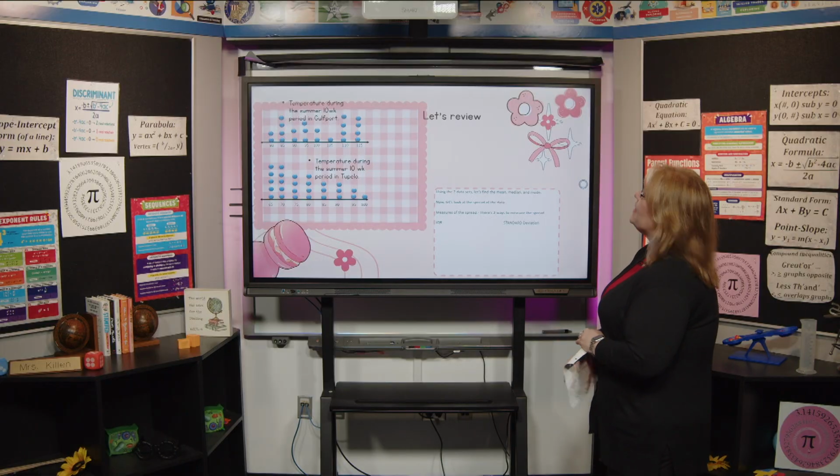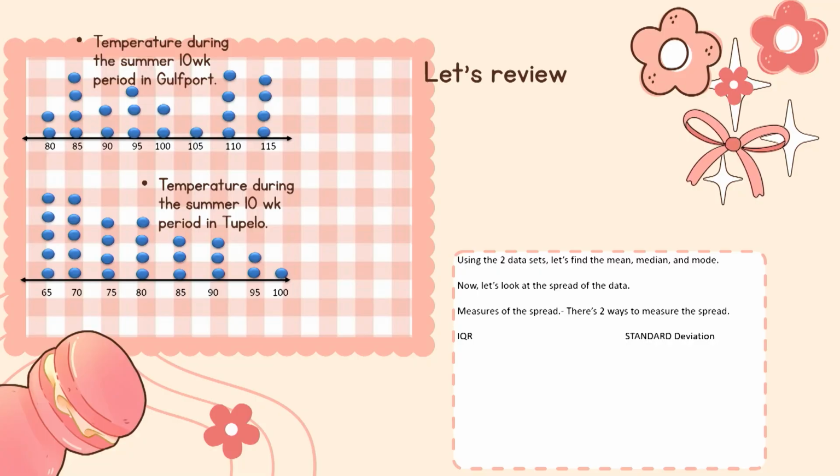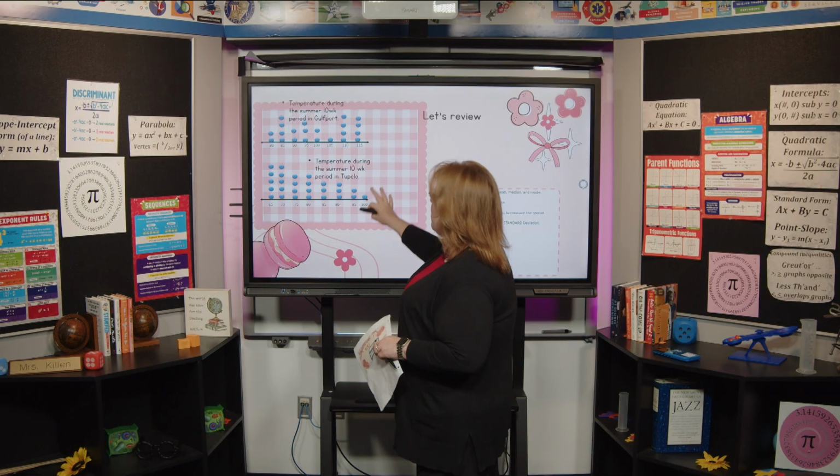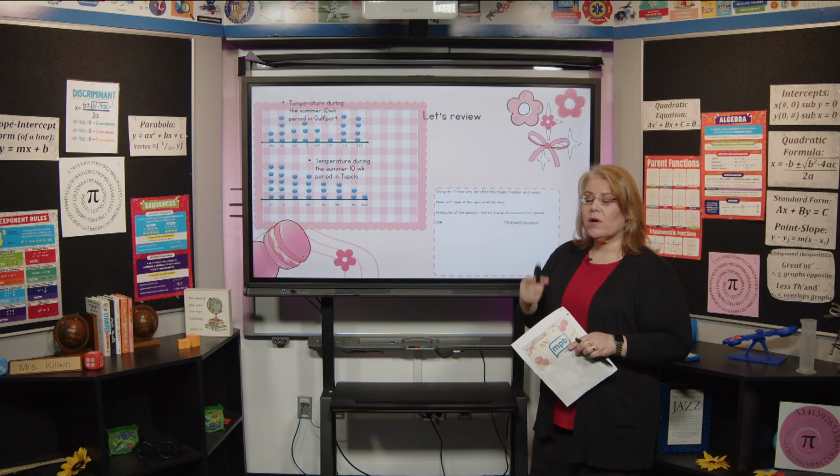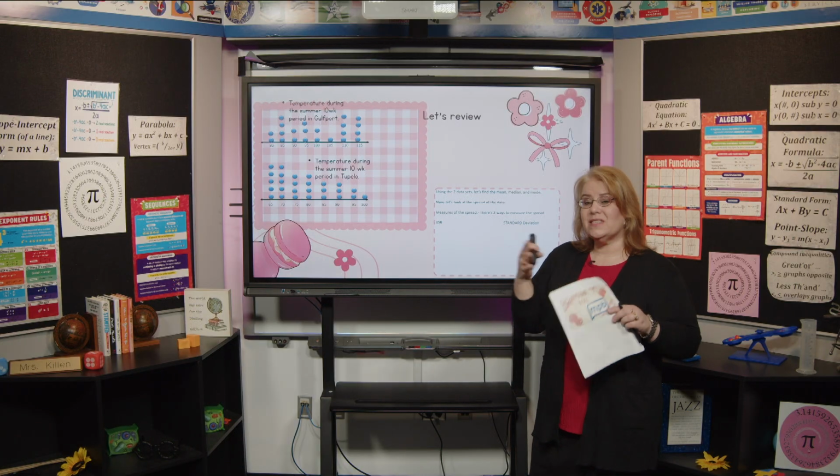So our first one is kind of a review. We're looking at the temperature during the summer 10 weeks for Gulfport and for Tupelo. We're going to use these data sets to find our 5-number summary, plus we're going to compare their spreads. So the first thing I want to do is take the information for Tupelo and put it into our calculator to show you the different things that we can do with it.